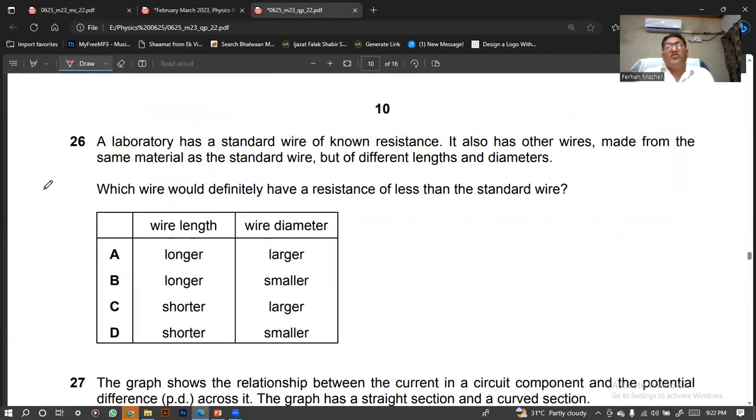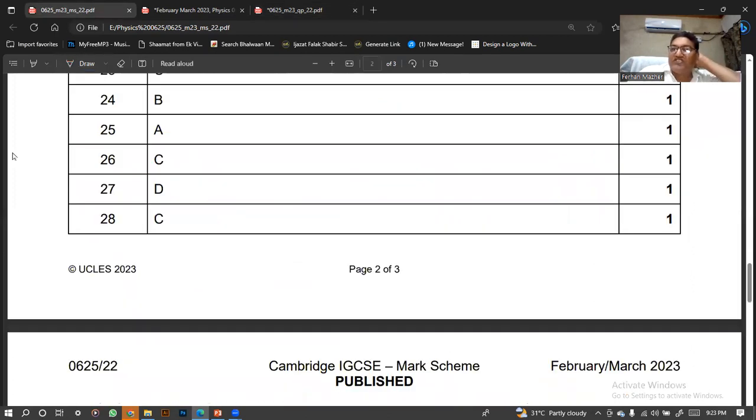Question number 26. A laboratory has a standard wire of known resistance. It also has other wires made from the same material as the standard wire, but of different lengths and diameters. Which wire would definitely have a resistance of less than the standard wire? So, if you want the resistance to decrease, the length of the wire should be smaller and the diameter should be larger. Length should be shorter and the diameter should be larger. So I think C is the right option, which is a very straightforward question. Question number 26, C is the option, sir. That is the right option, sir.